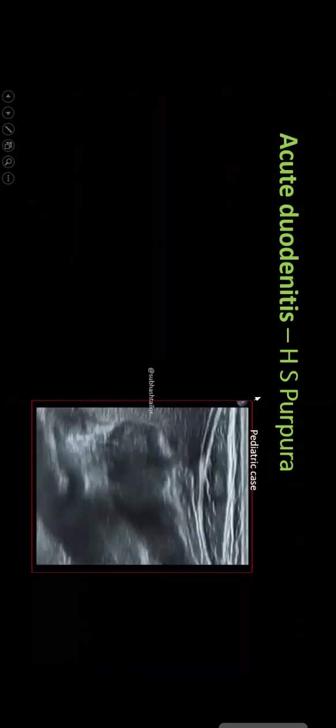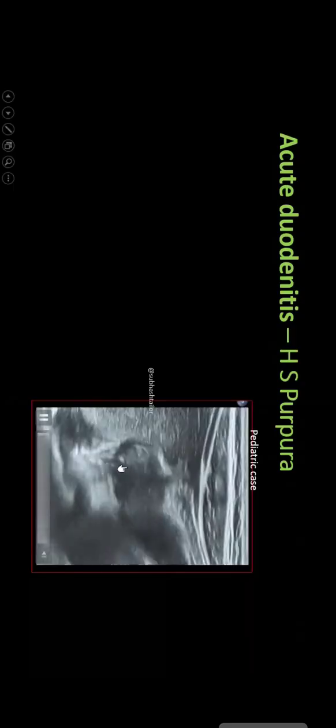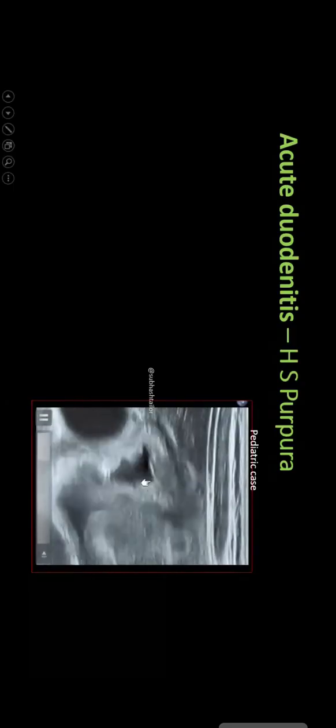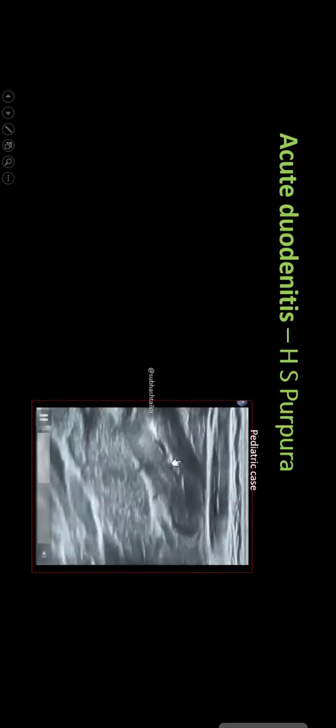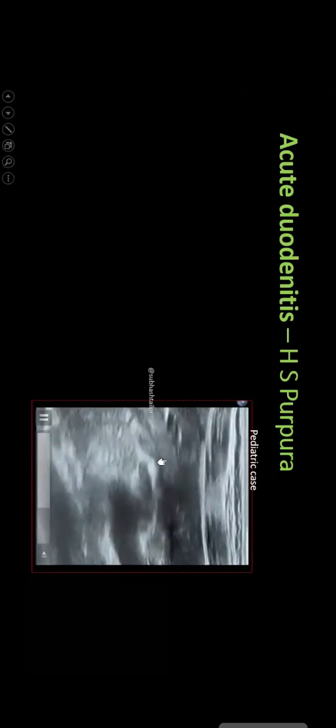Again, this is another pediatric case presenting with fever, pain abdomen, bleeding per rectum, and rashes over the body. In this case, there was history of excessive vomiting. This is an upper abdominal scan showing liver, gallbladder. This is duodenum, particularly the first part and second part. This is stomach. This is duodenum.